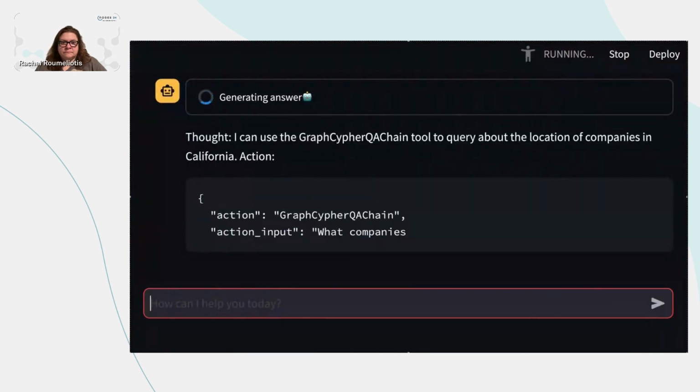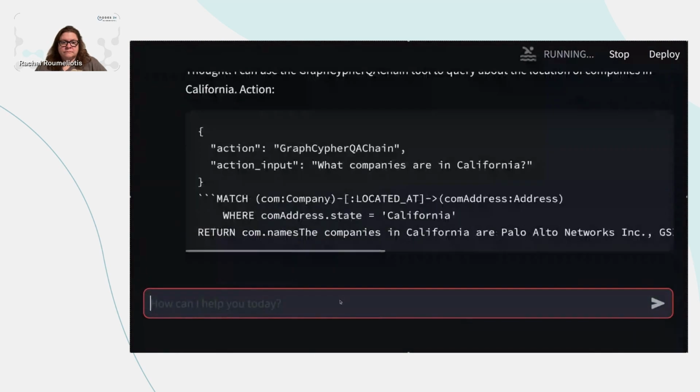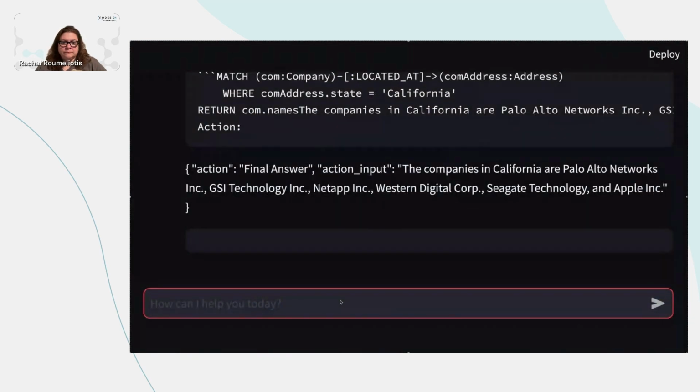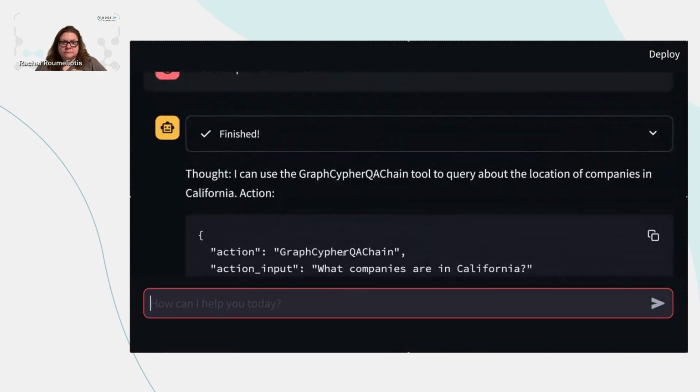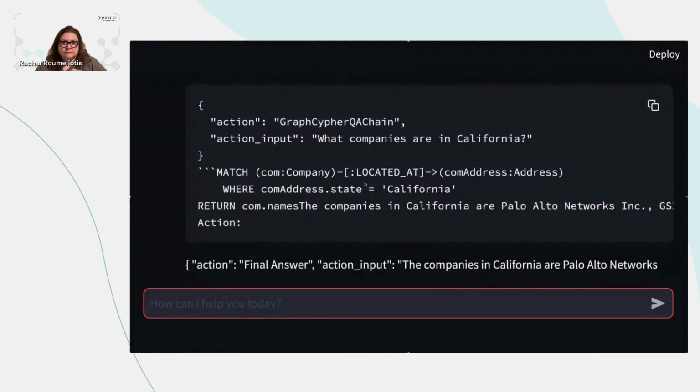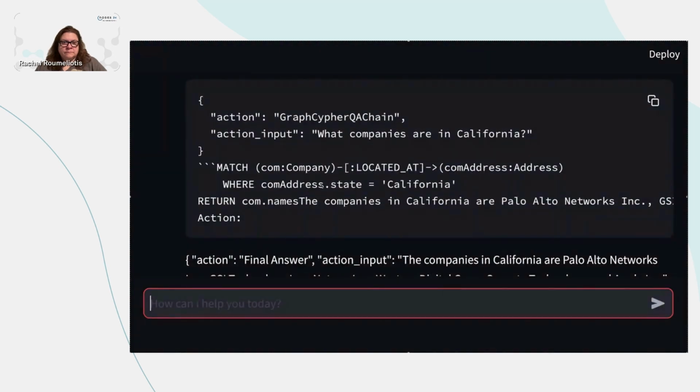And this is an agent-based approach, of course. So you can see that first thing that happened there in the tool selection was the agent's like, okay, given the question that was being asked, let's scroll back up here. It decided, okay, I can use the graph cipher QA chain to query about the location of companies in California. So that's the action that it took. And here's the cipher query that was generated by the LLM. It does a match for a company that's located at some address, where that address state is California, and then just return those.